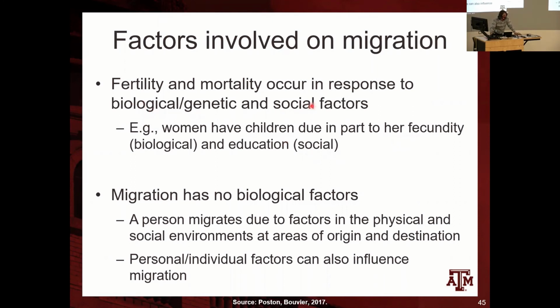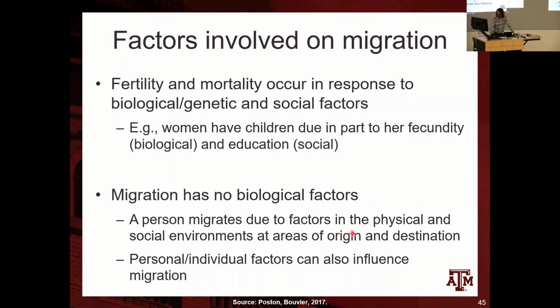The same thing goes for mortality. Some people might be raised in the same social class, in the same city, have the same occupation, same race, ethnicity, same level of income, but some of them might die sooner than others, because mortality is not only related to social factors, but also to biological factors. The difference is that migration has no biological factors.